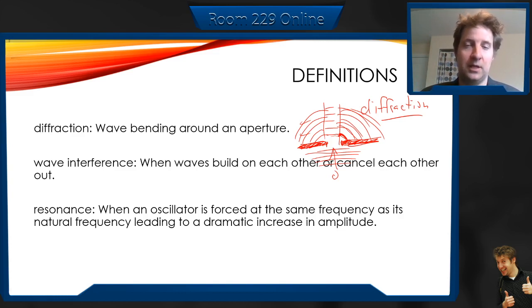The way you do that is you move back and forth. You move your legs at the same frequency that the swing wants to swing at. This is called resonance. You're forcing a system that has a natural frequency. Anything that has some sort of simple harmonic motion like this has a natural frequency that it wants to vibrate at. If I'm forcing it at the same frequency it wants to vibrate at, the amplitude increases dramatically. That's resonance. And it resonates.